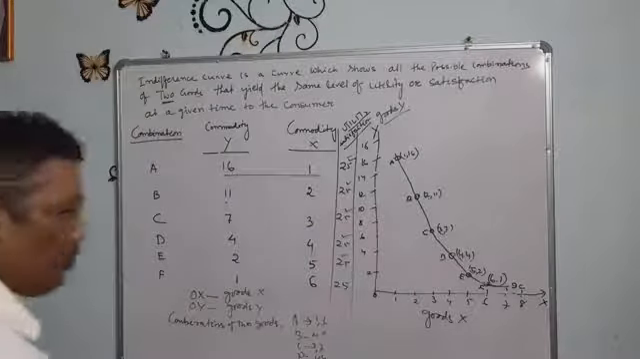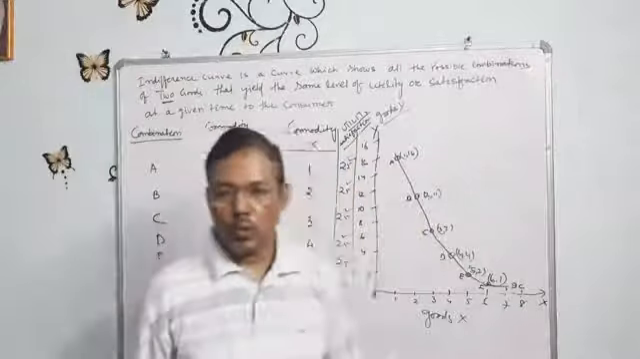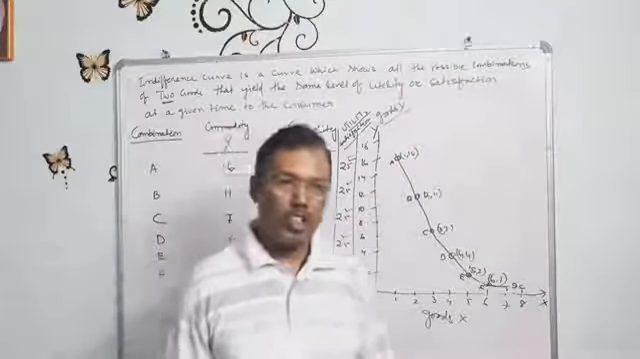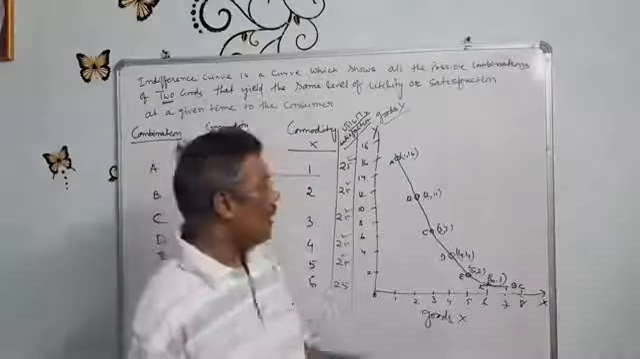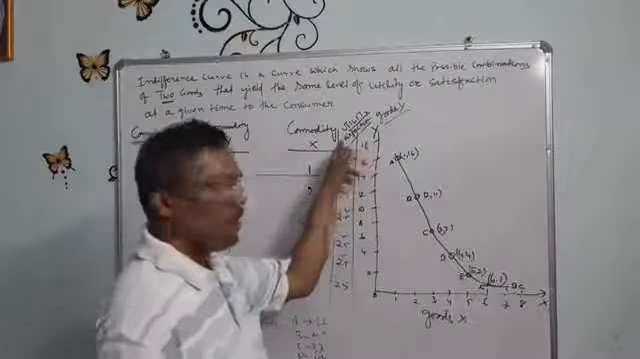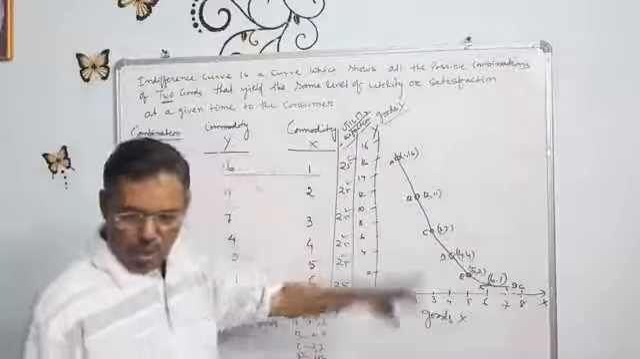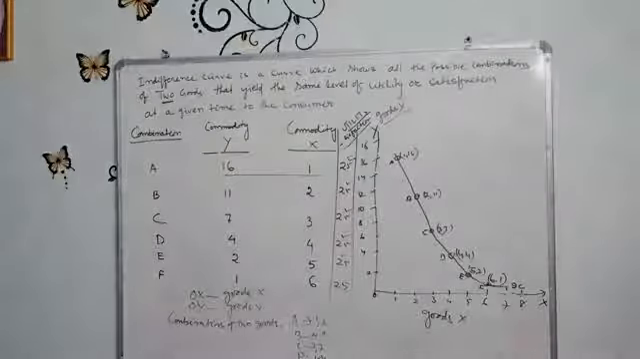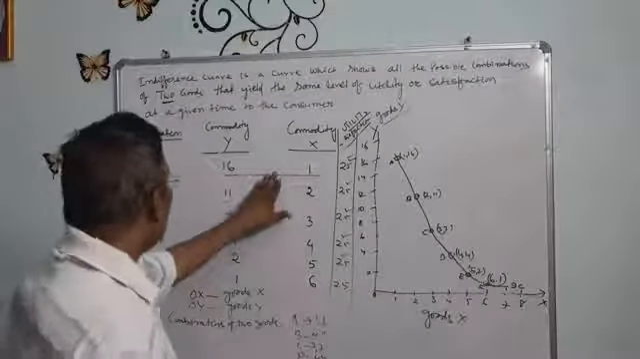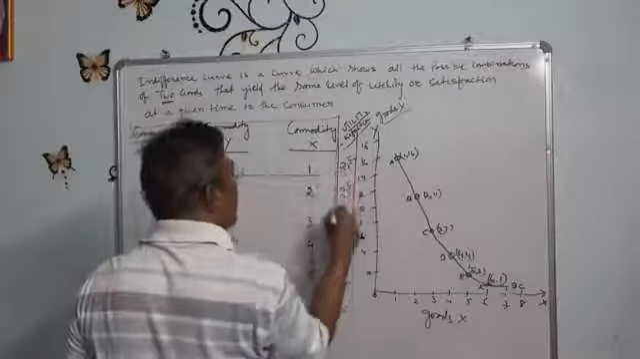Again I repeat. Indifference curve is a curve which shows all the possible combinations of two goods that yield the same level of satisfaction or the same level of utility to the consumer at a given time, and it is known as the indifference curve. And this is called the indifference schedule.